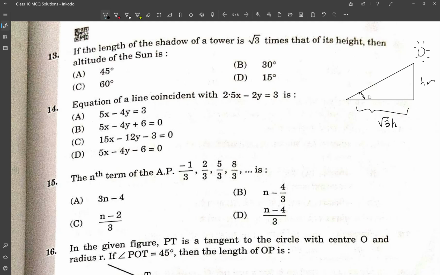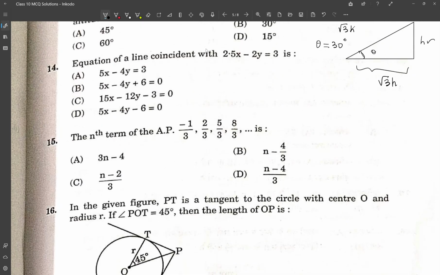Now we need to find what is this angle theta. So tan theta is equal to h divided by root 3 h. H and h, they get cancelled. So it becomes 1 by root 3. So tan theta is 1 by root 3 when theta is equal to 30 degrees. So option B is the correct answer.